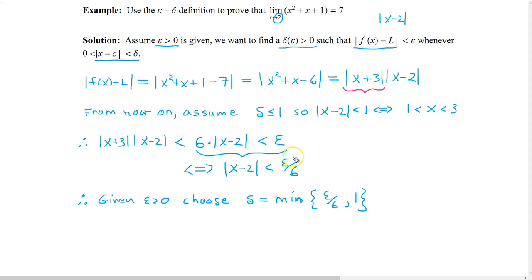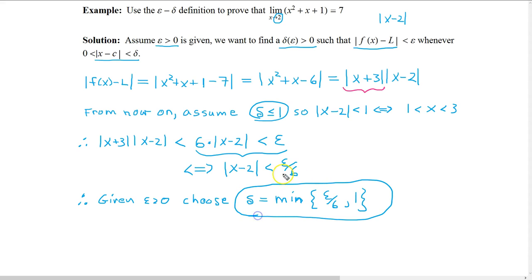Well, if someone came along and gave you the number 12 for epsilon, then 12 divided by 6 is 2, of course. However, we wouldn't pick our delta to be 2, because we said we always assumed that delta was chosen less than or equal to 1. So if you were given epsilon to be 12, you would choose delta to be 1 and not 2. That's why we have to say it's the minimum of epsilon over 6 or 1. And that is our answer. And so there we go.